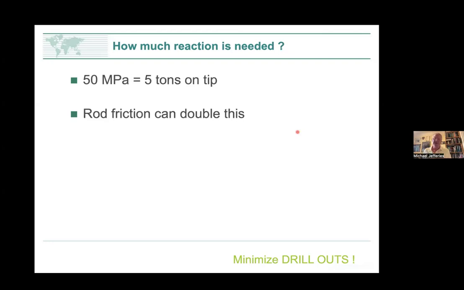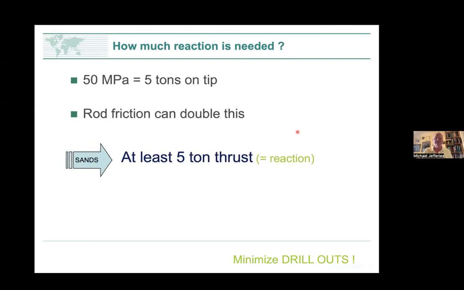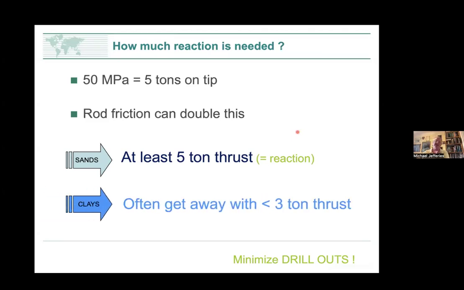in the North American phrasing we call it a drill out, which is on the bottom of the screen. But that's what we mean: if we got stuck, we drill a casing so we can continue the CPT. So for sands, my rule of thumb is you need at least 5 tons of thrust, and you probably need more. Clays are interesting, and silts are even interesting as well. You can often get away with 3 tons of thrust or thereabouts.